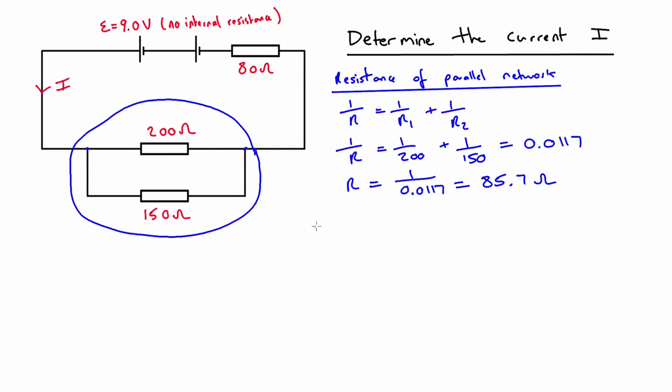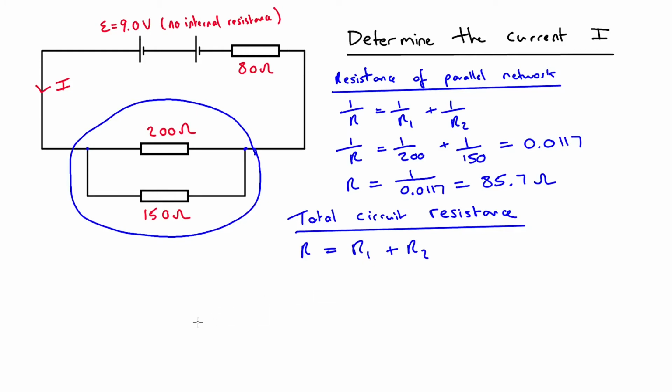What is the total circuit resistance then? Well, don't forget, this parallel network is connected in series with the 80 ohm resistor. To work out the effective resistance of resistors in series, we just add them together. Remember the formula? They're in series, R equals R1 plus R2. And so we have a total circuit resistance here of 165.7 ohms. Here the total circuit voltage, the EMF of the battery, is 9 volts. So in total we've got 9 volts across a total resistance of 165.7 ohms. And what that means is we can work out the current from the battery.